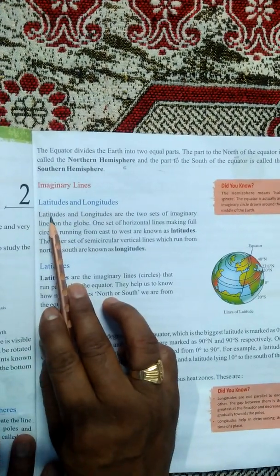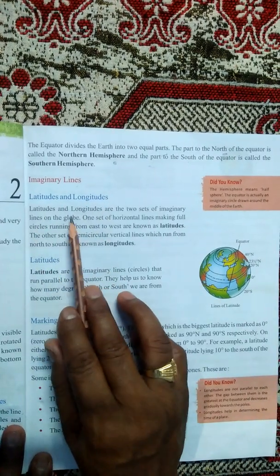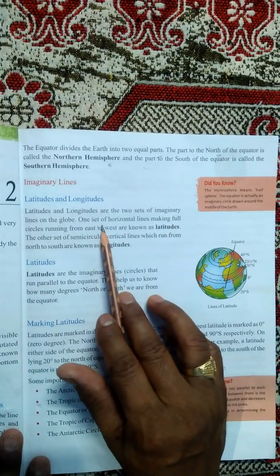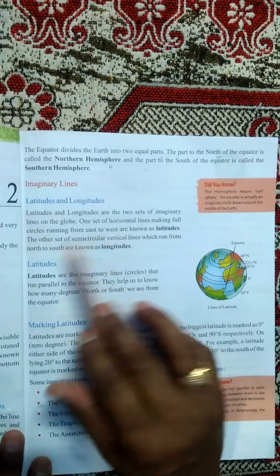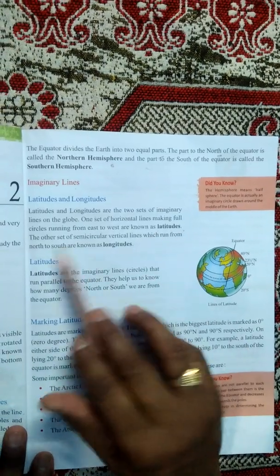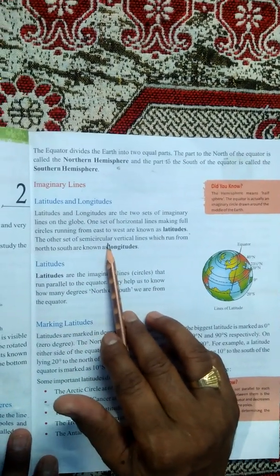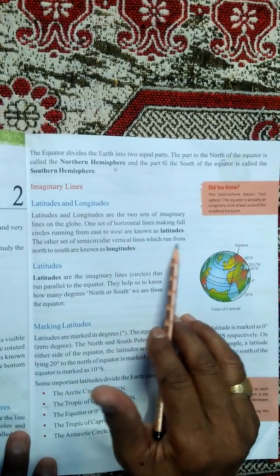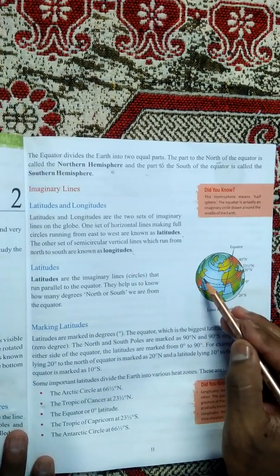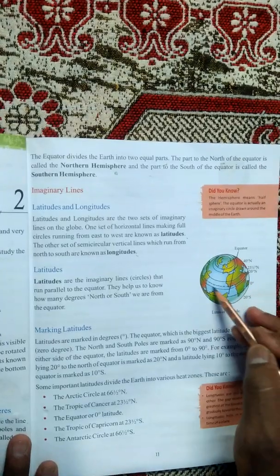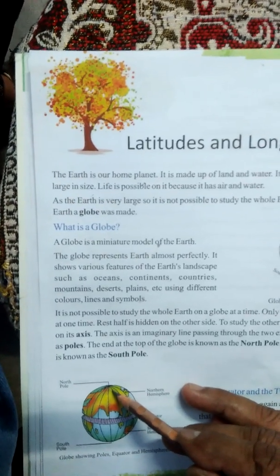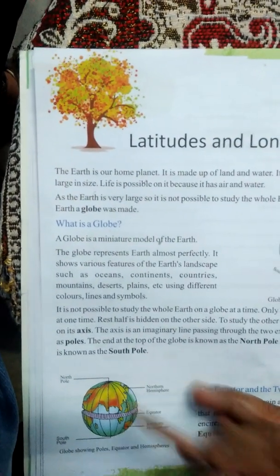Latitudes and longitudes are the two sets of imaginary lines on the globe. One set of horizontal lines making full circles, running from east to west, are known as latitudes. The other set of semicircle vertical lines, which run from north to south, are known as longitudes. Here you can see east to west, these are the latitude lines, and here you can see these are longitude lines.